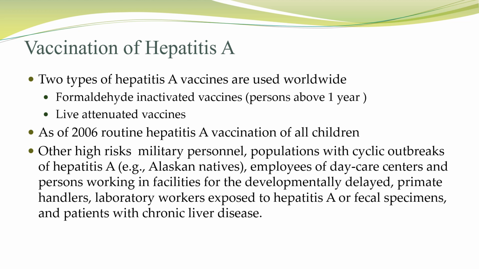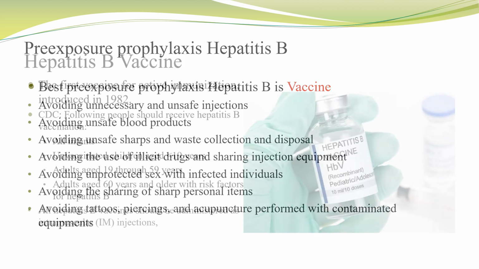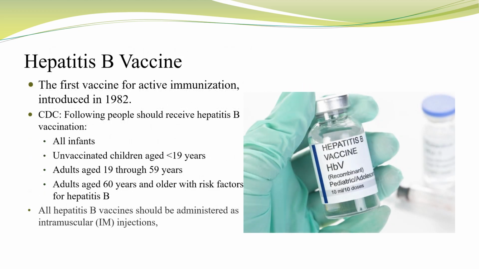Vaccination of hepatitis A, as of 2006, routine hepatitis A vaccine for all children is mandatory. The best pre-exposure prophylaxis of hepatitis B is vaccine. Hepatitis B vaccine was available first in 1982. CDC actually changed the policy of vaccination in 2021. That all infants and unvaccinated children under 19 and also adults between 19 and 59 should be vaccinated.